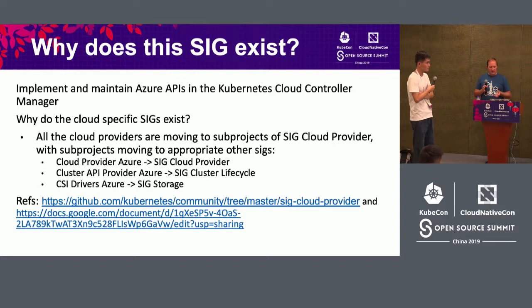Right now there's an effort called Cluster API Provider Azure. That is going to move under the SIG Cluster Lifecycle Project. That's also the same thing that is happening for the GCP, AWS, and other cloud providers. And so all of those things are getting consolidated. There's also a sub-project of SIG Azure called the CSI Drivers for Azure. That is moving as a sub-project under SIG Storage.